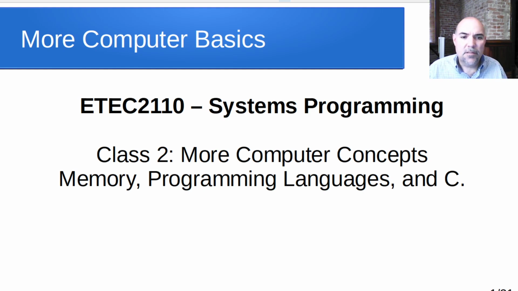Okay, let's go and get started. This is class 2 of systems programming, and we're going to go over some computer concepts again, a little more about memory, and then we're going to get into the concept of programming languages, and then the systems programming language we're going to use for this class, specifically C language.